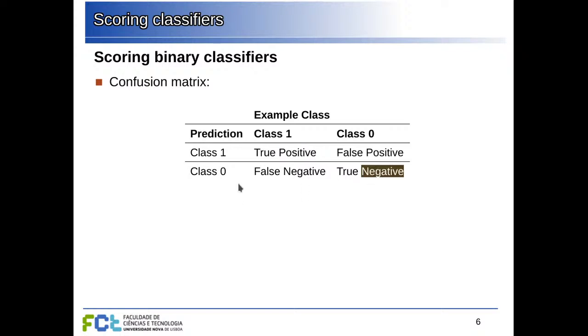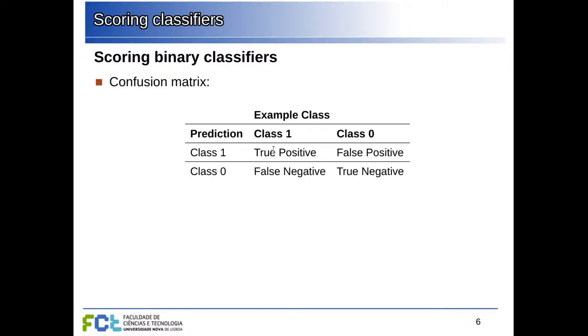The true negative would be a case of an example from class 0 that our hypothesis predicts to be class 0. So it's a true prediction, and it's a negative example because it belongs to class 0. So in a confusion matrix, in general, even if you're not dealing with binary classifiers, the diagonal represents those predictions that are correct.